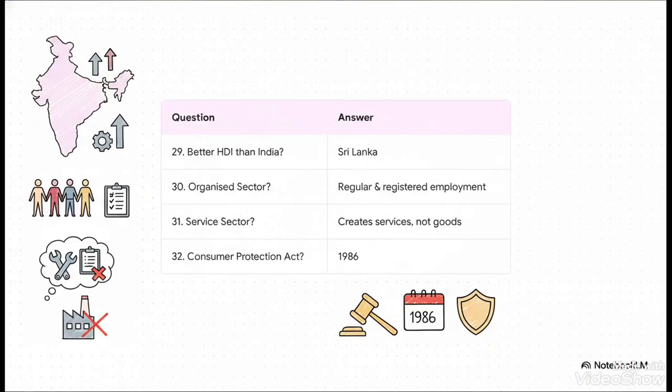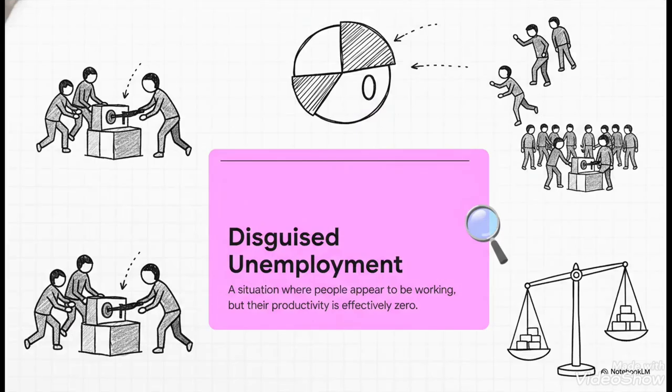Question 29, which country has a better Human Development Index than India? The answer is Sri Lanka. Question 30, what's the organized sector? It's where jobs are regular and registered with the government. Question 31, what's the service sector? It creates services, not physical goods. And finally, number 32, the Consumer Protection Act was passed in 1986. Boom, 4 more points.